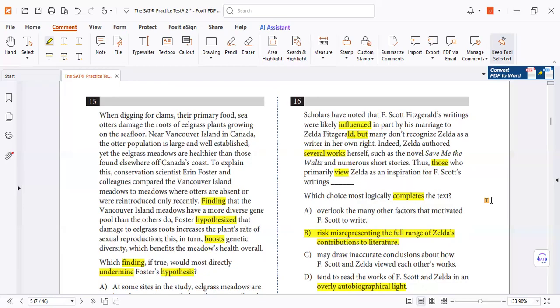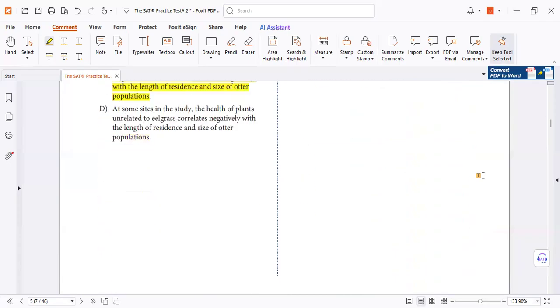Imagine it. But people's inaccurate conclusion about how they viewed each other's works is not mentioned. So we give you ideas not in the text at all. And of course, overlook, like exaggerate the many other factors. I didn't mention other factors, it's only one factor. So be careful about the singular and the plural in the text. Let's jump.